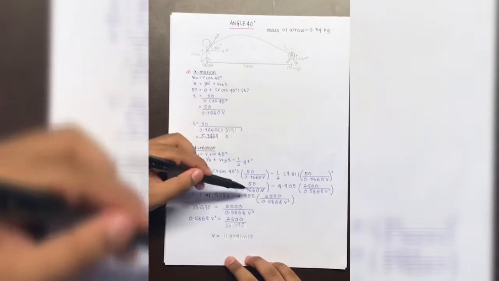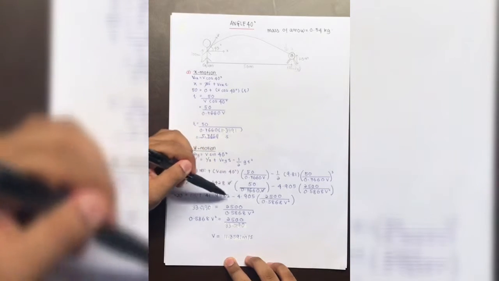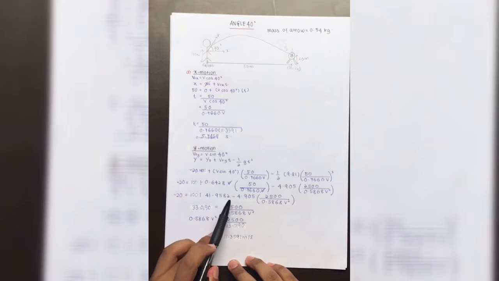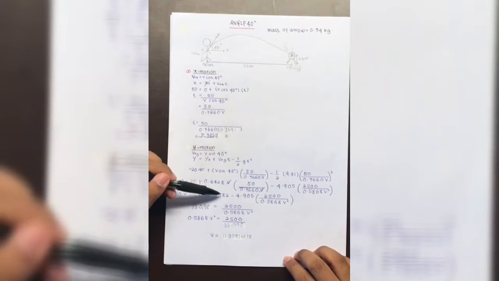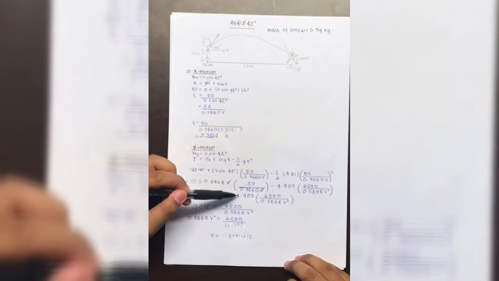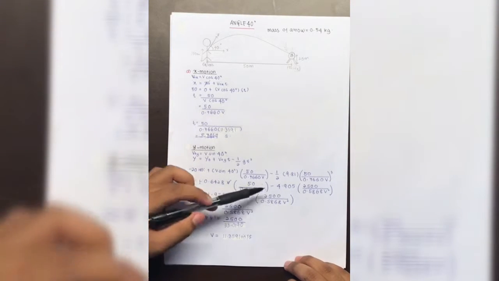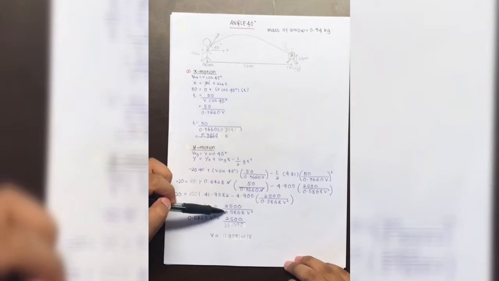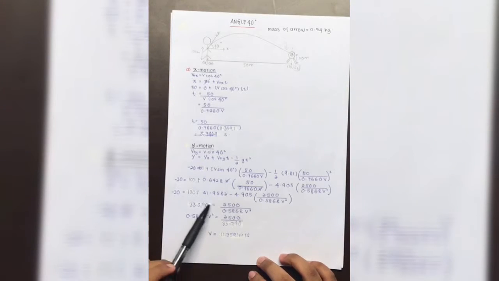From this we can eliminate the v. After we divide and multiply, we get 41.9582 minus this value. Then we move this value to negative 20 and divide by negative 4.905, and we get 3.1090 equals 2500 over 0.5868 v squared. After we simplify the equation, finally we get v equals 11.3591 meters per second.